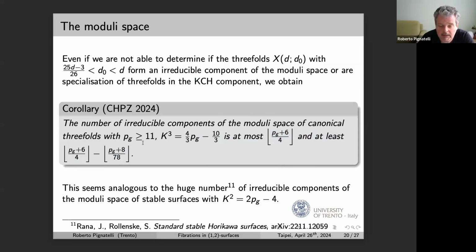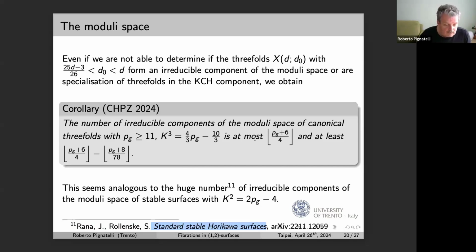This little stratum, I cannot. So, the few strata, I cannot really understand where they go. I think there should be irreducible components as well. And it is nice that, while we were working, there is a paper by Julie Rana and Sönke Rollenske studying the stable Horikawa surfaces, so the stable compactification of the surfaces with K squared equal to PG minus 4, and they also get a lot of components. And the description is much similar to our description.